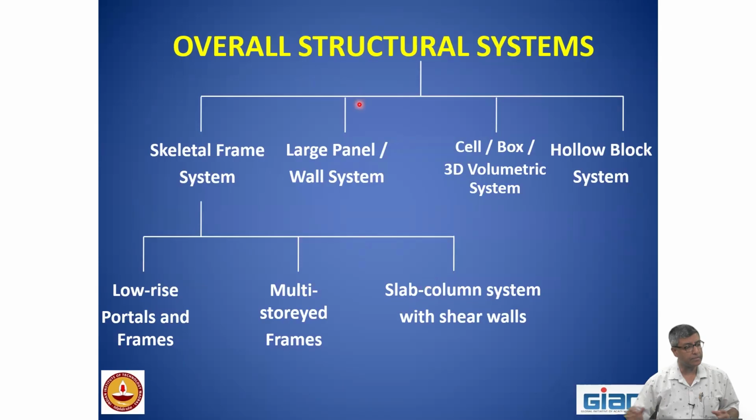The second type is the wall type system. Sometimes it is called large panel system. In different countries there is different terminology, and it is now becoming very common in our mass housing. Third is the 3D volumetric system. Sometimes it is called cell system or box system, which is also becoming common. And the fourth one, the hollow block system, although it is made up of precast units, is typically classified under masonry construction. I will be briefly mentioning this.